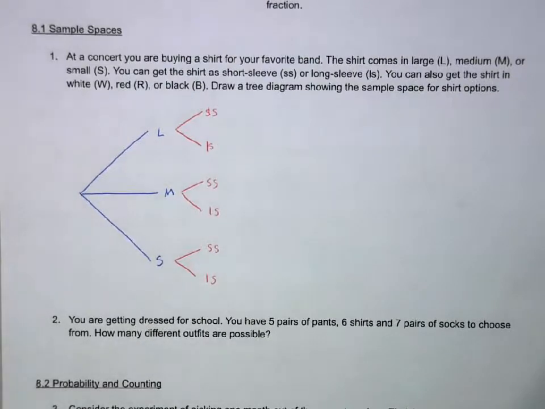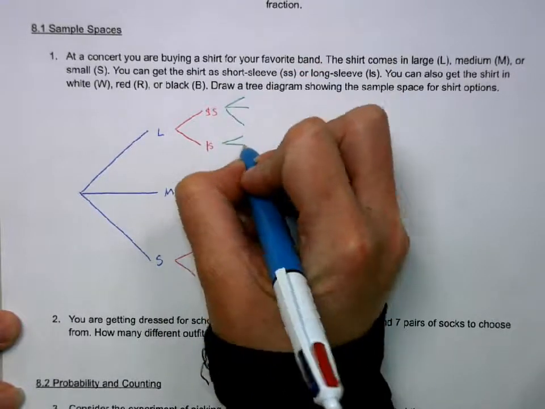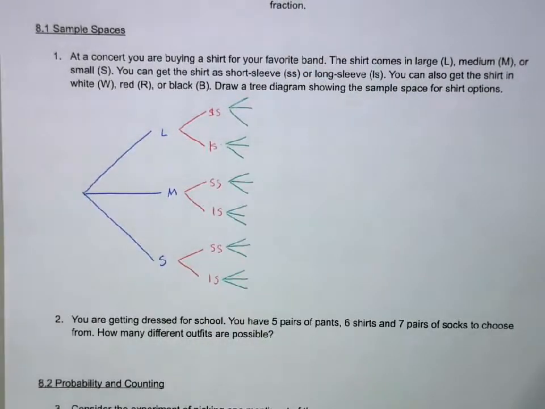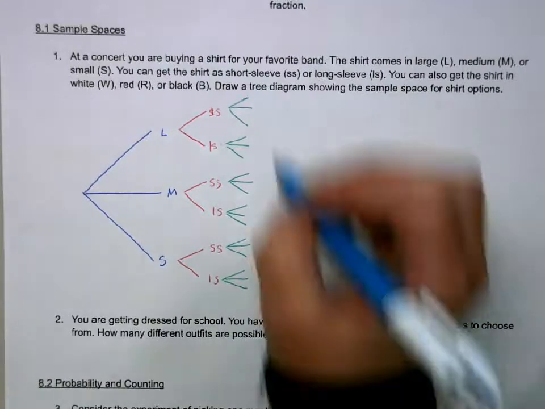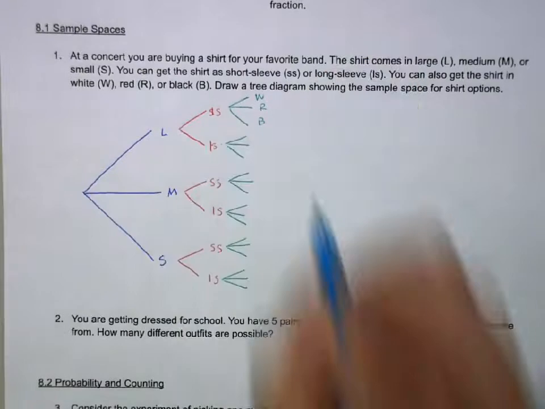Now, very carefully, we're going to do 3 branches off of each of those. So 1, 2, 3, 1, 2, 3, and so on. Okay, and we'll label all of those with white, red, black.